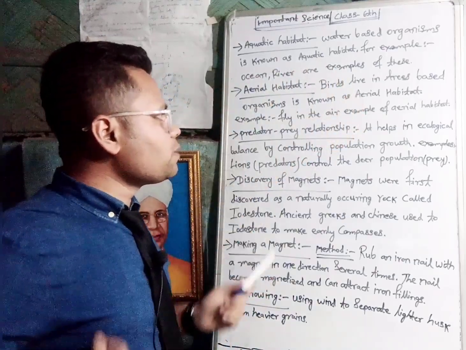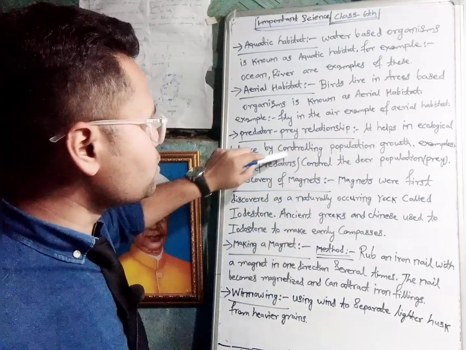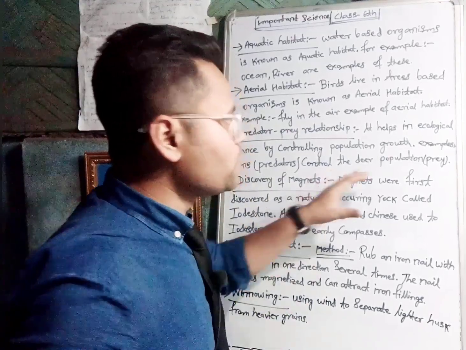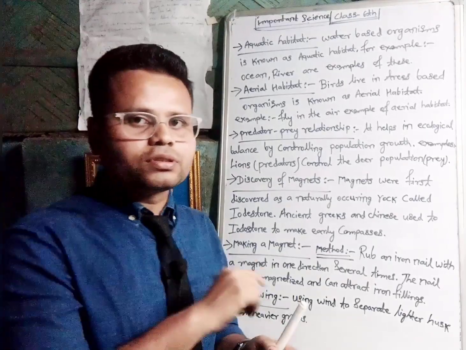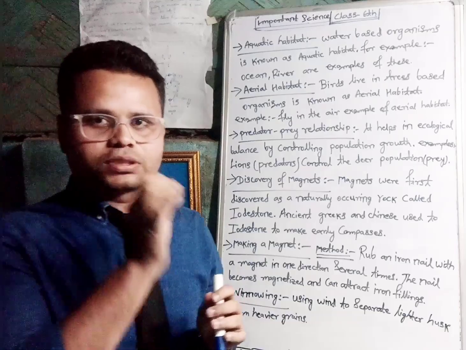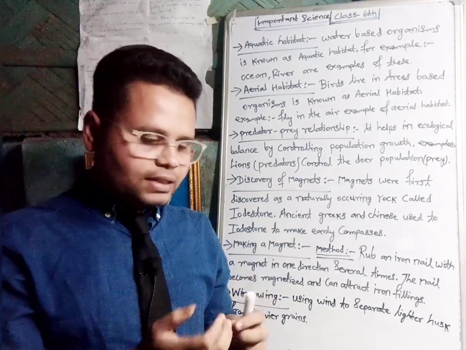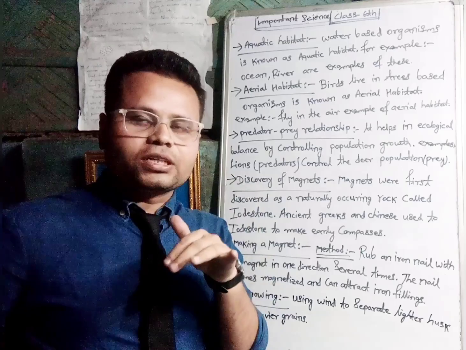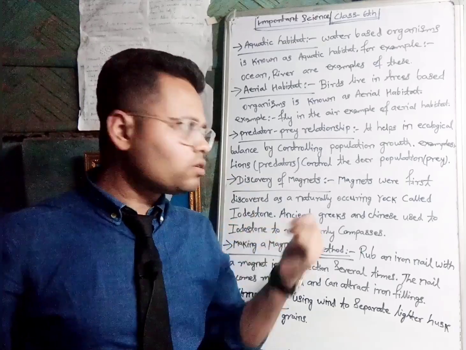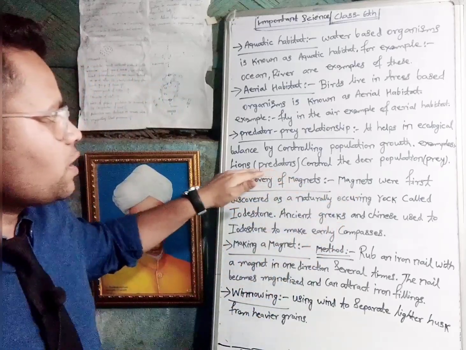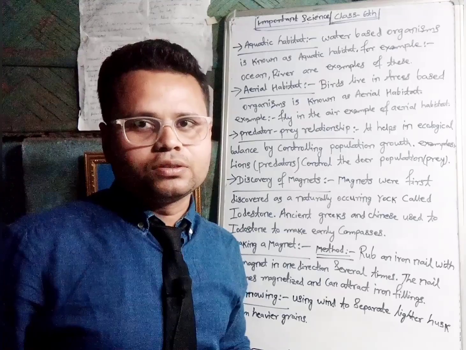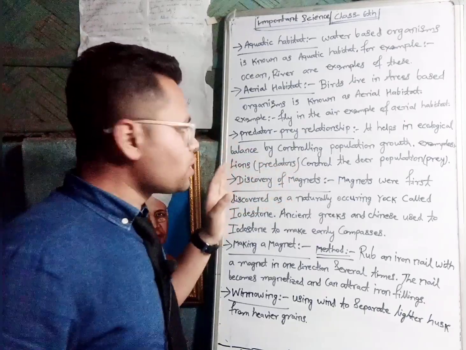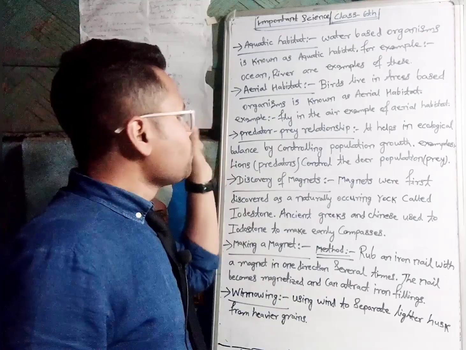After that, predator and prey relationship. It helps in ecological balance and controls population growth. For example, lions are predators and control the deer population, the prey. In the forest, take the example of a lion, and the prey is a deer. If the lion is not hunting, the population increases. So there is an ecological balance between both of them. These are examples of the predator-prey relationship.